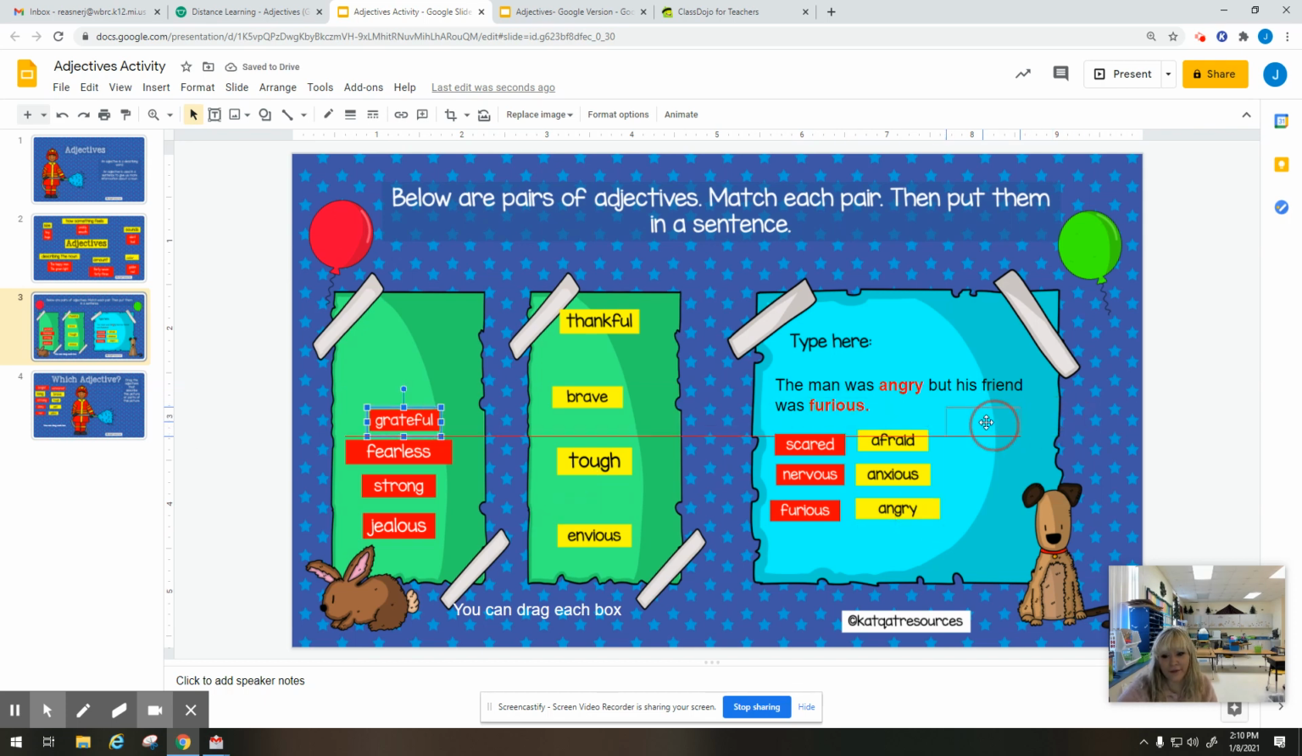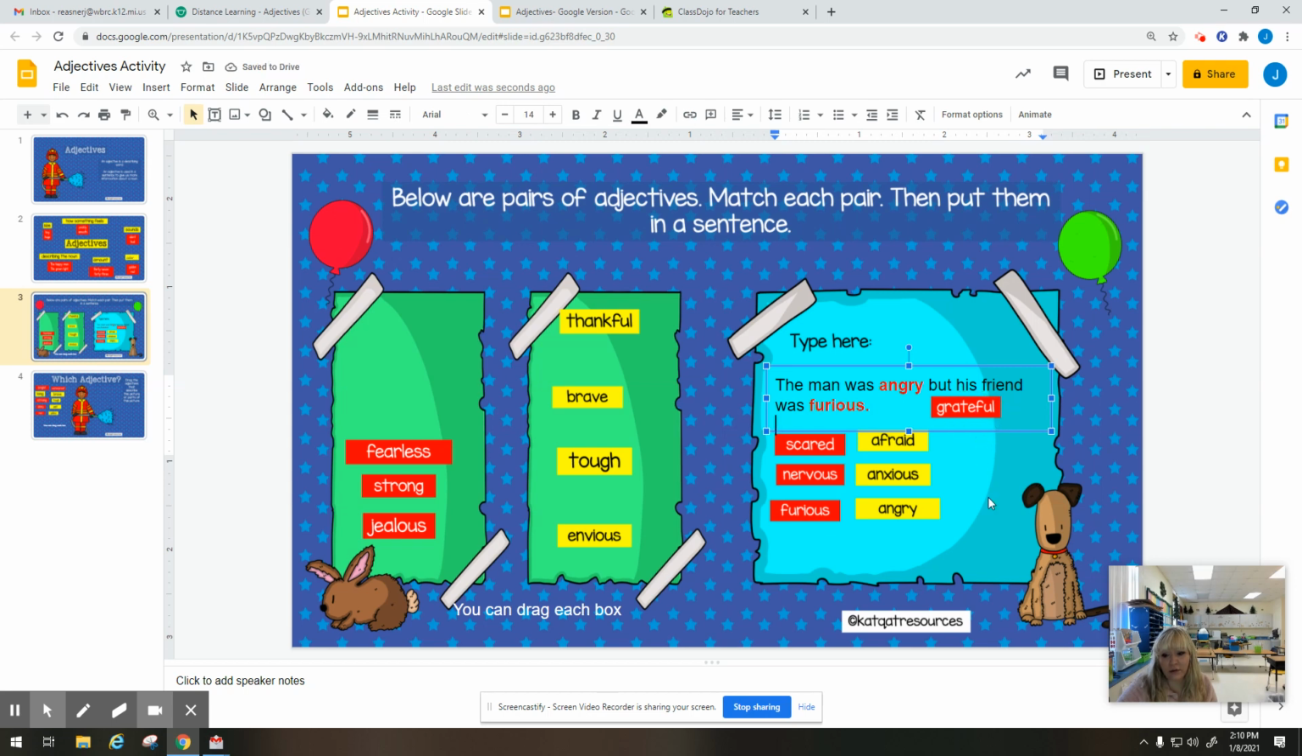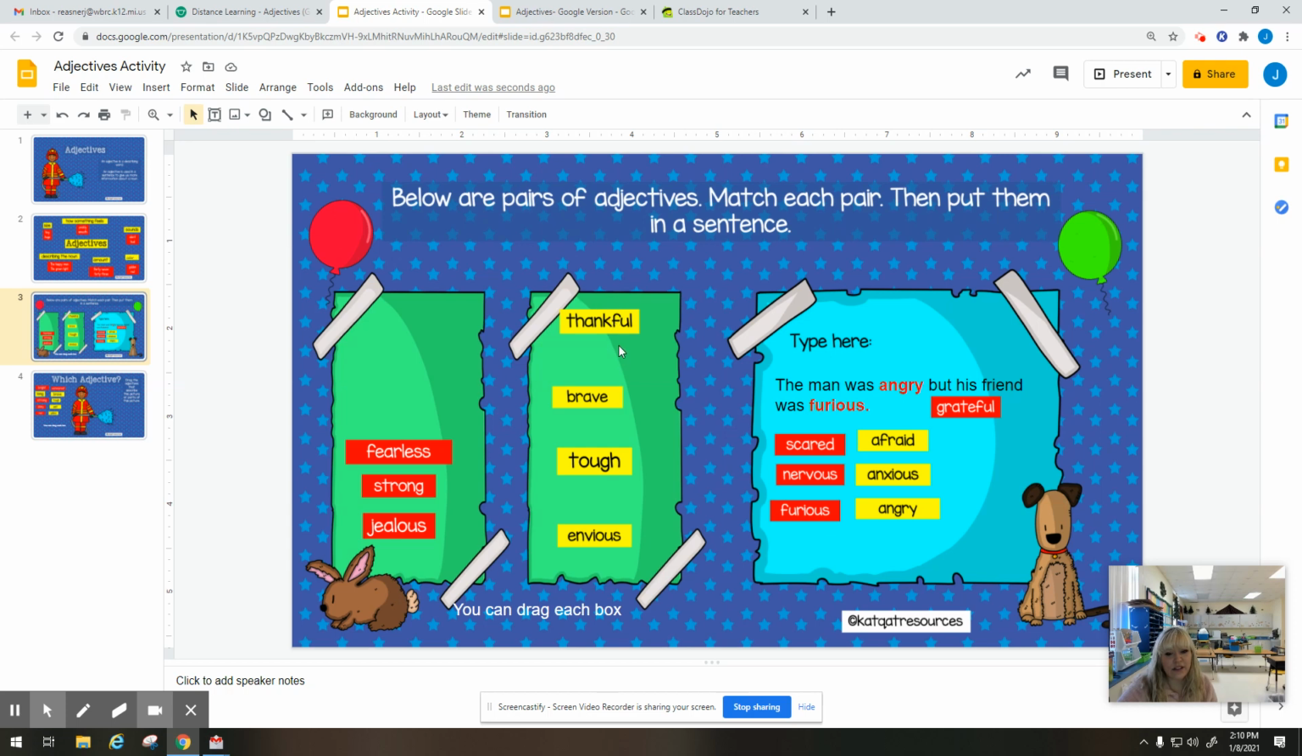Let's try grateful. And we saw this word a lot around Thanksgiving time, right? We talked about how to be grateful. So is the other pair thankful, brave, tough, or envious? That's right. Grateful and thankful have the same meaning. Let's go to jealous. What's the other pair? Brave, tough, or envious? That's right. The other adjective pair is envious.